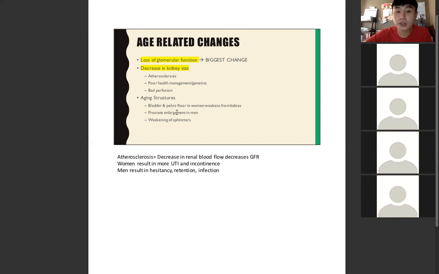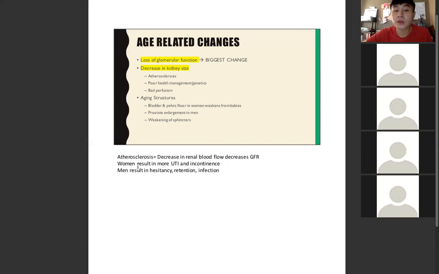And then aging structure: the bladder, the pelvic floor in women weakens from babies, prostate enlargement in men, BPH, weakening of the sphincter. Okay, so atherosclerosis equals decrease in renal blood flow, decreased GFR. In women this results in more UTIs and incontinence. In men, it results in hesitancy, retention, and infection.